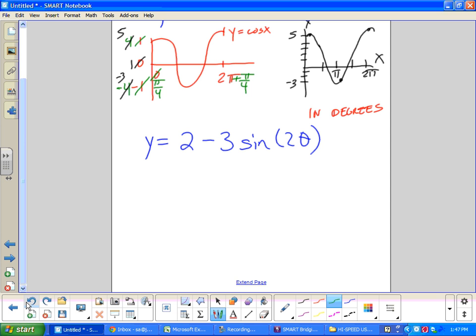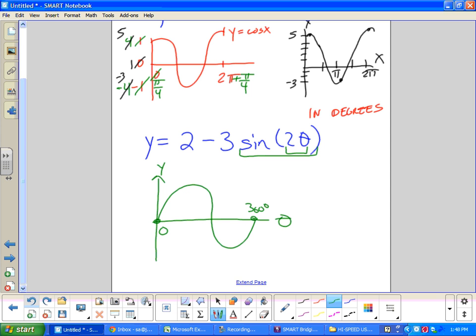So I'm going to start with the sine, and I'm going to start inside here. I think of the sine curve, and then I'm going to deal with 2 theta. So I think of y equals sine theta, and I make theta my axis. This is just a standard curve, and a standard curve would be 0 to 360 degrees. But this multiple on the inside makes things happen more quickly.